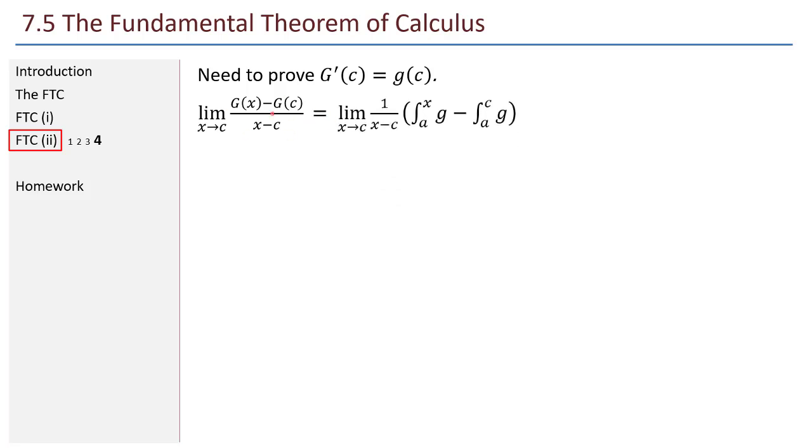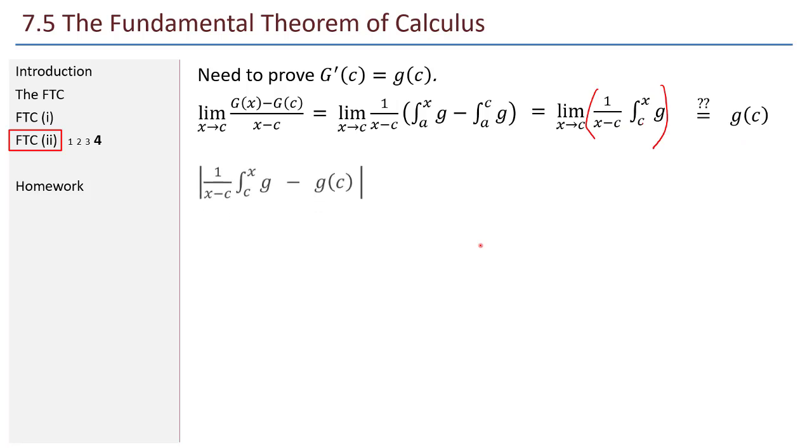Well, I can modify this a little bit. Let's replace the big G of x and the big G of c with what they represent in terms of integrals. And then I can combine these two integrals together, and that gives us the integral from c to x of g. And now here's really the question. The limit of this guy, this is just a limit of values. Does that thing equal little g of c? How do I determine if little g of c is this limit?